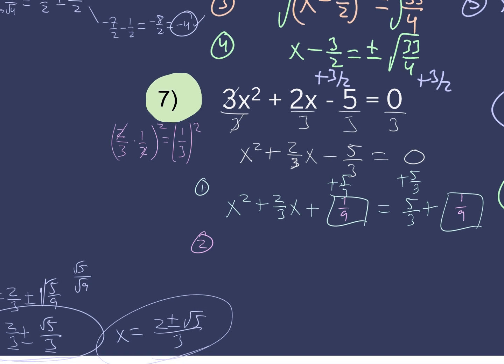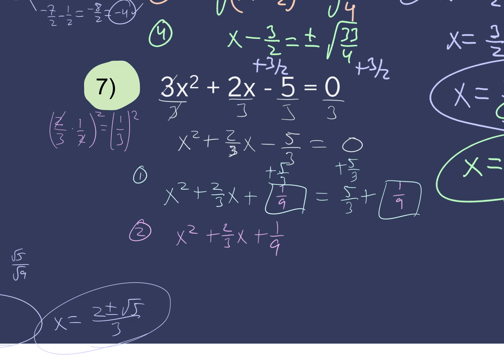And then this becomes x squared plus 2 over 3 x plus 1/9, and then 5 over 3. You can multiply the top and the bottom by 3 to get the same denominator. And this becomes 15 over 9 plus 1 over 9. Next thing you want to do is factor your perfect square trinomial. So x squared plus 2 over 3 x plus 1/9 becomes (x plus 1/3) squared, equals 15 over 9 plus 1/9, which is going to become 16 over 9.